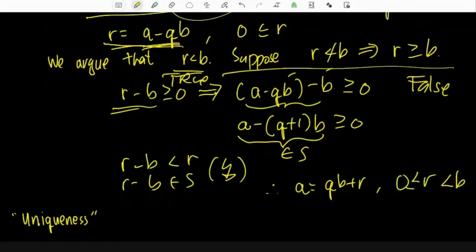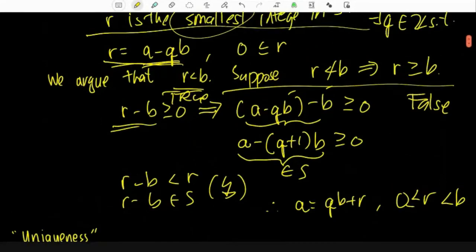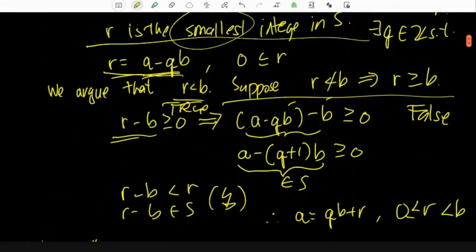And that already proves the existence. Right? It means we can indeed find Q and R that satisfy the equation A equals QB plus R, where R lies between 0 and B. It can be equal to 0 but not equal to B, strictly less than B. And we're done with existence. Okay? So that's all we did.